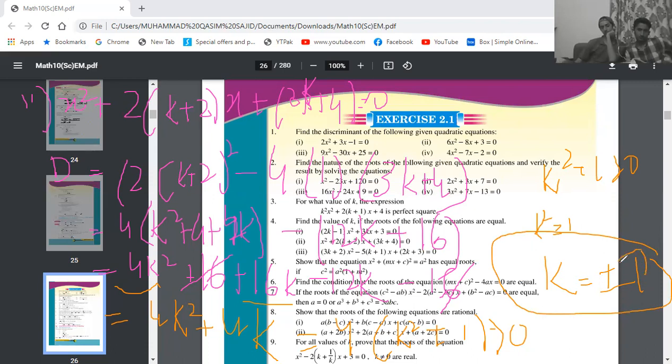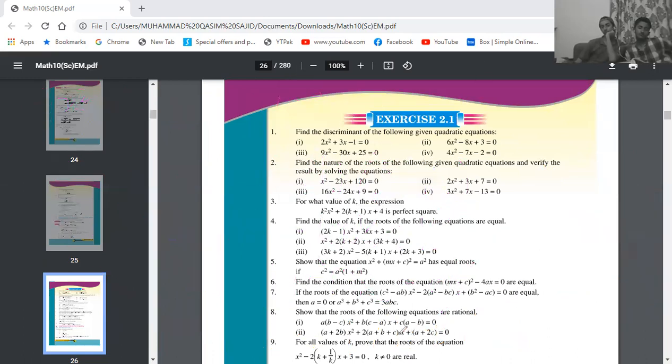So the value must be k greater than 1 because the discriminant is greater than 0. Discriminant greater than 0 means the k value must be positive, so this value must be positive 1. This is the method to find the value of k for a certain equation. Now the third one is the same: taking this as a, this as b, and this as c, find the discriminant, and after the discriminant, you have to find the values of k for a particular equation. This is the end of question number 4.